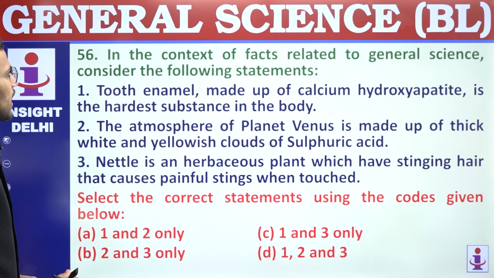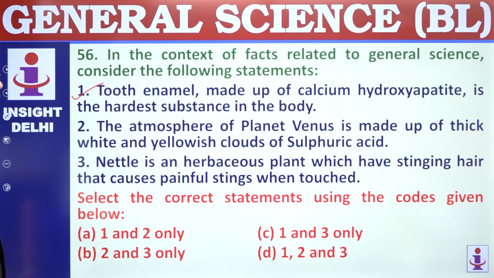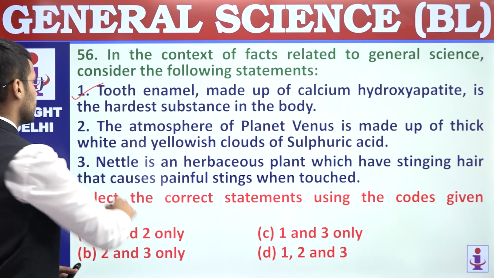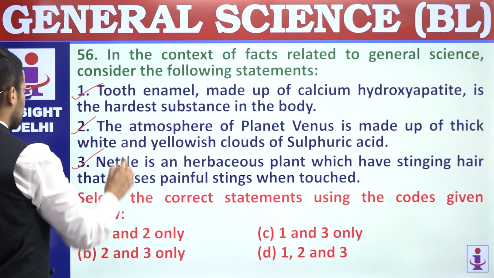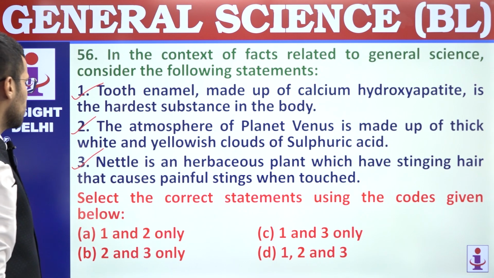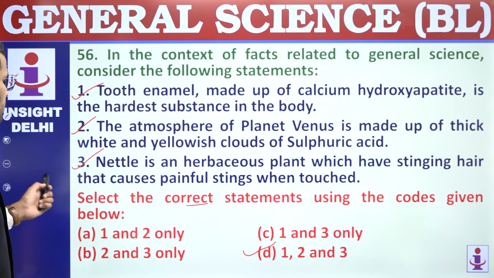56. In the context of facts related to general science, consider the following statements. First, tooth enamel made of calcium hydroxyapatite is the hardest substance in the body. Correct statement. Second, the atmosphere of planet Venus is made up of thick white and yellowish clouds of sulfuric acid. Correct statement. Third, nettle is an herbaceous plant which has stinging hair that causes a painful sting when touched. Correct statement. So all these three statements are correct. We are supposed to find out correct statements only, hence answer is D, 1, 2 and 3. Question number 56, answer is D.